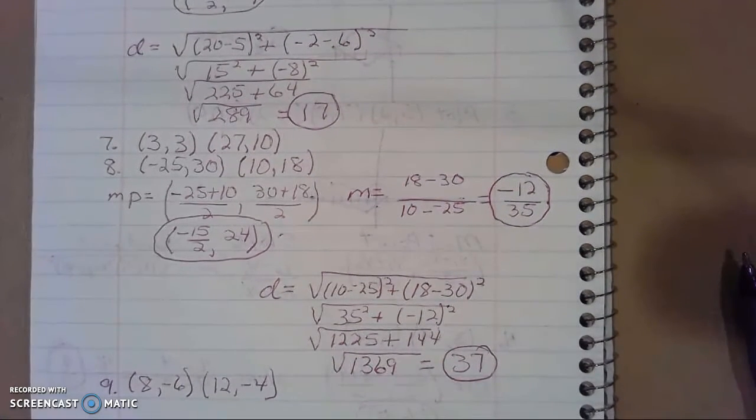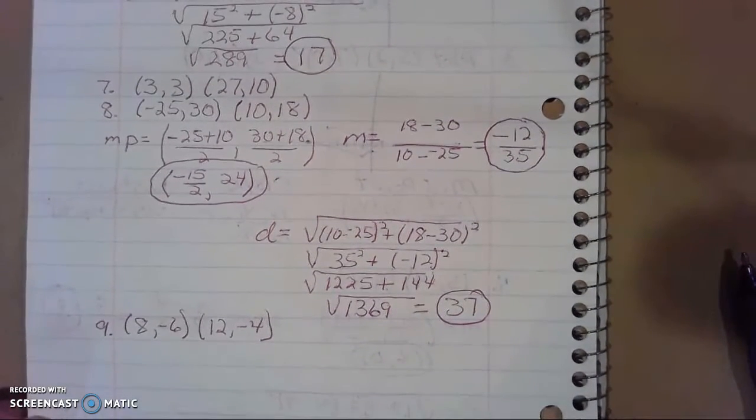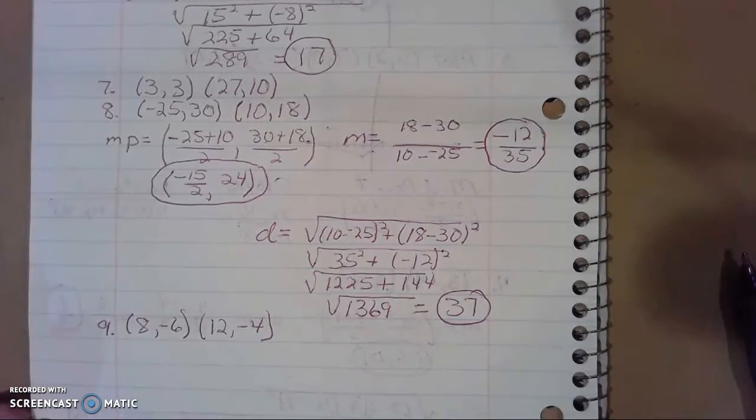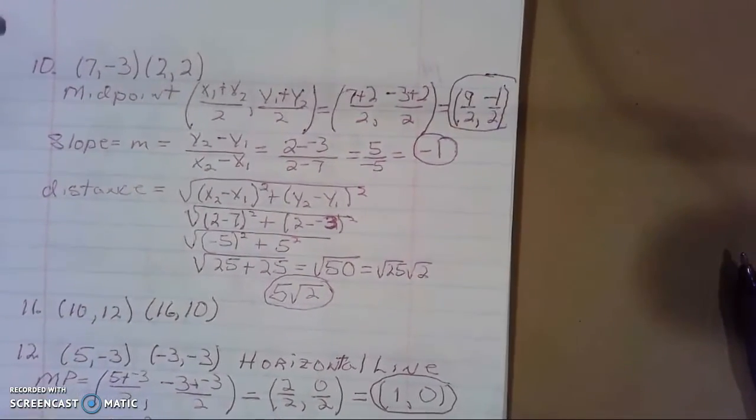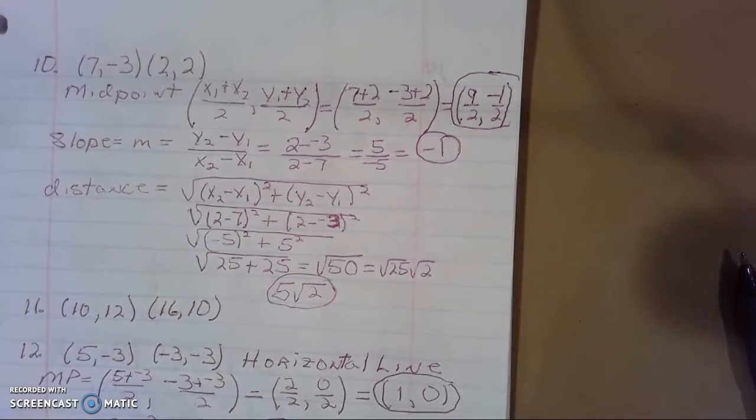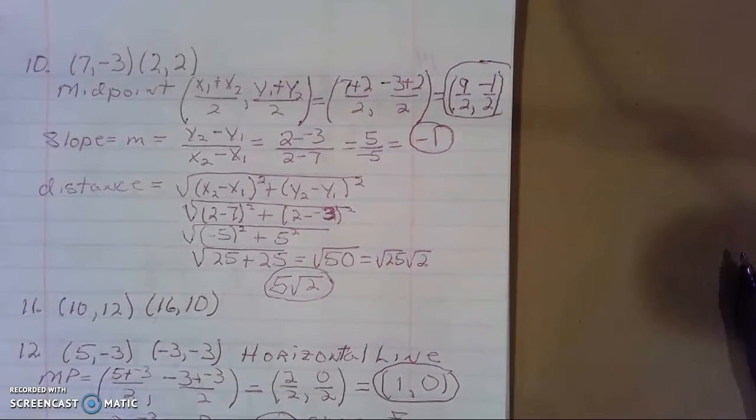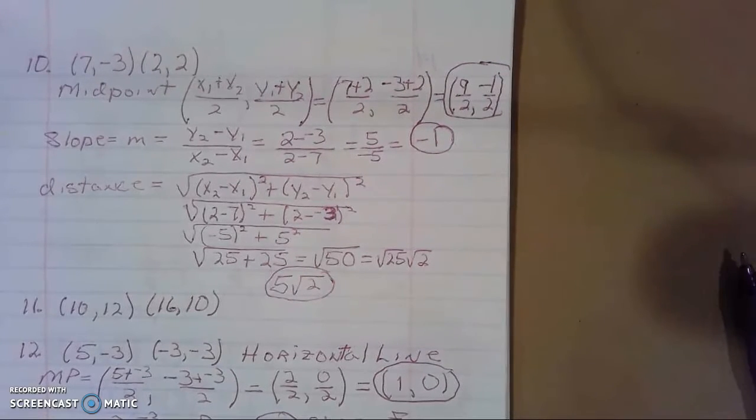Number 8, I've done the work there on negative 25, 30 and 10, 18. I found the midpoint, I found the slope, and I found the distance. Number 9, there are the 2 ordered pairs that you're supposed to find midpoint, slope, and distance on. Number 10, here are the 2 ordered pairs, and I found the midpoint, the slope, and the distance. Please follow along and see the work included.